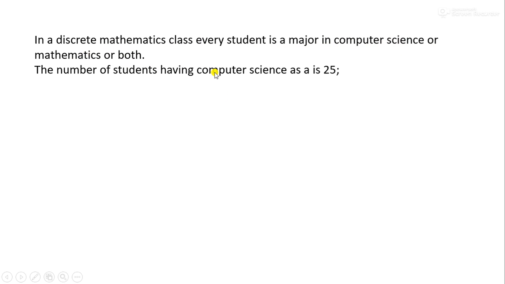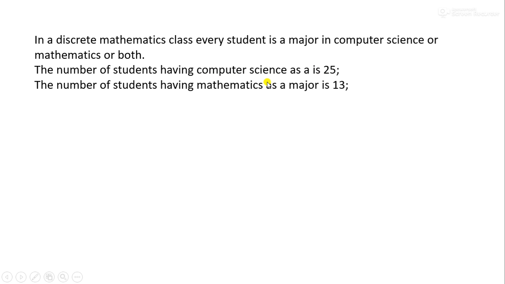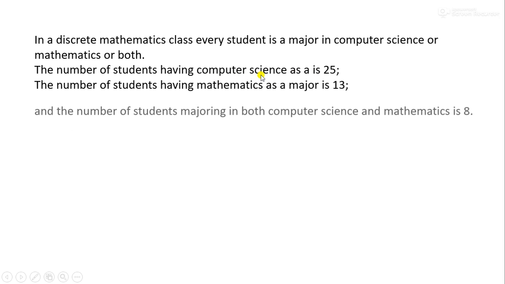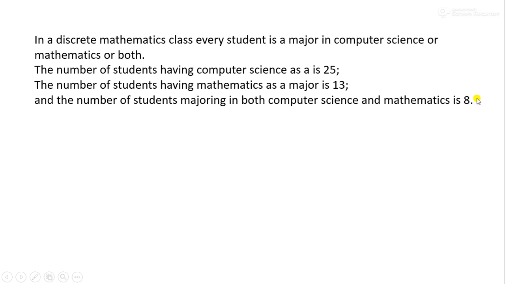Suppose we have a total of 25 students in computer science, and the number of students having mathematics as a major is 13. So 13 students are in mathematics and 25 students are in computer science, and we have a total of 8 students in both computer science and mathematics. So the question is, how many students are there in the class?